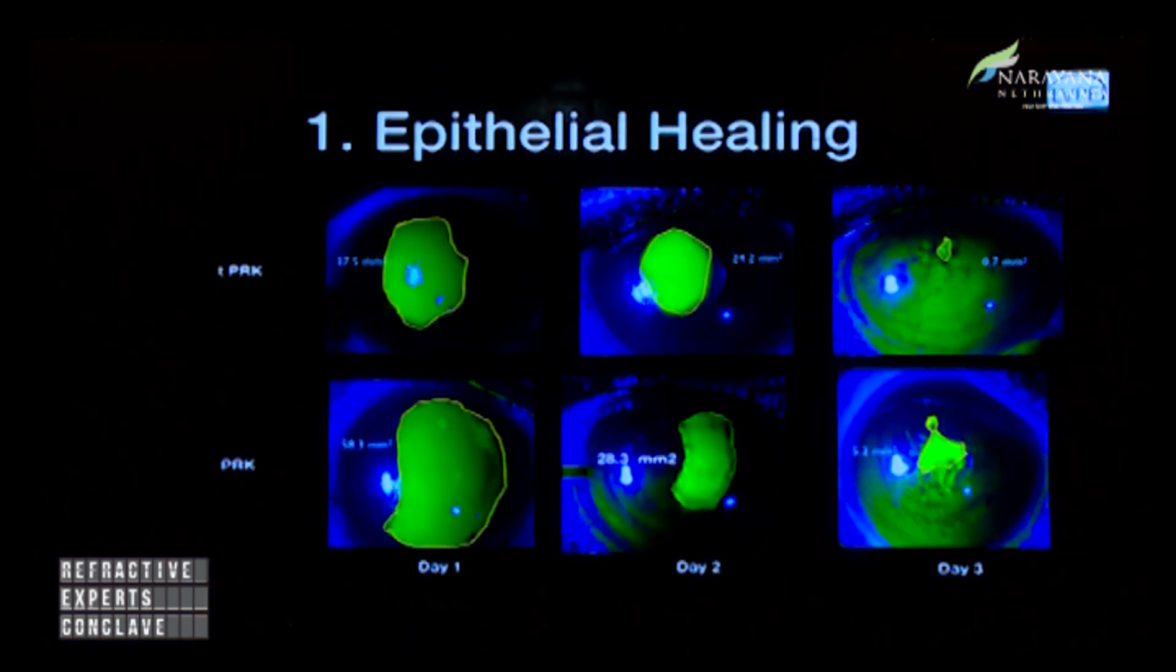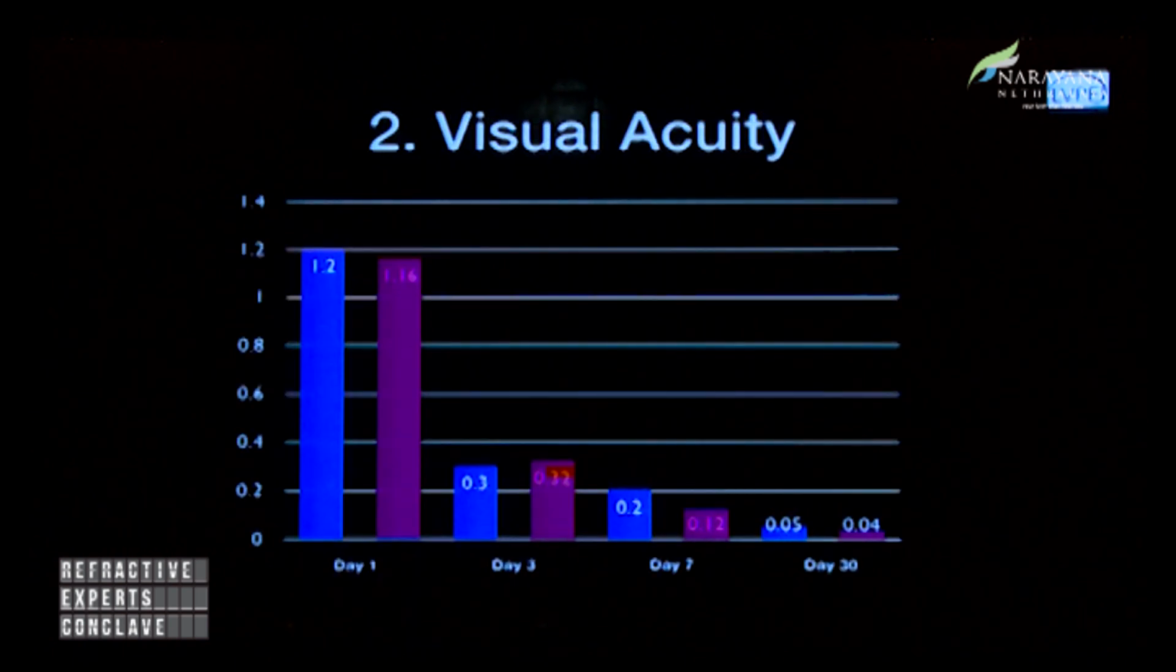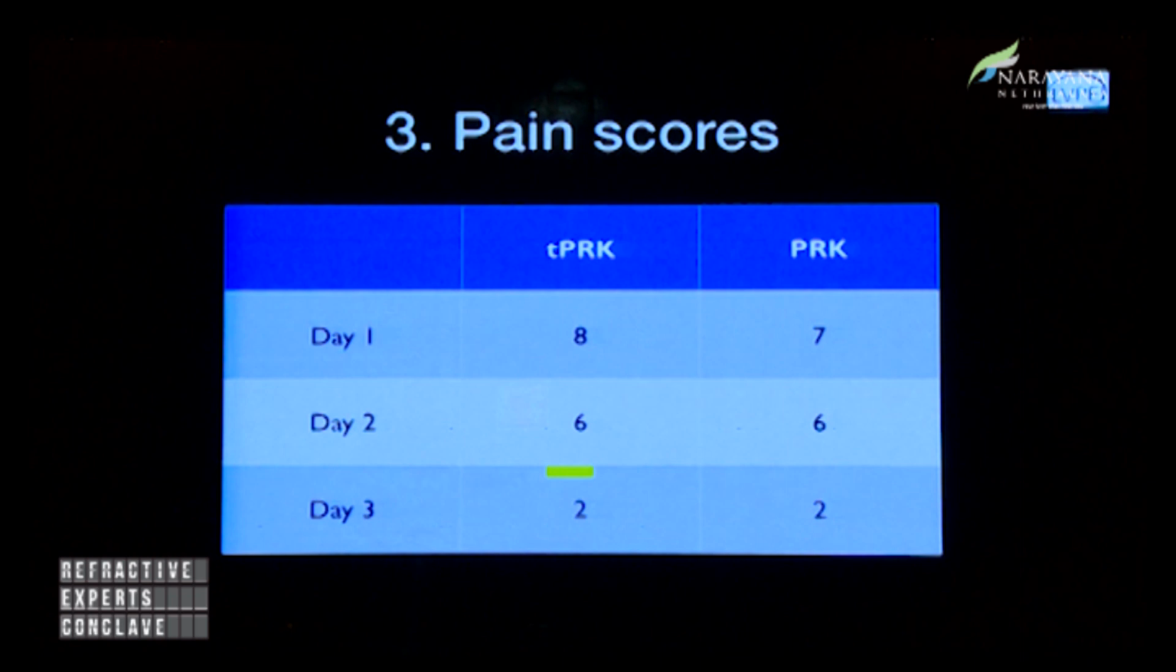When you looked at epithelial healing, it seemed that the healing pattern was slightly different, but the speed of healing in these two groups of eyes was exactly the same. And it seemed as if by day 4, all epithelial defects had completely healed. So there was no faster healing by one procedure or the other. Now, what about visual acuity? Visual acuity also at all time points, day 1, day 3, day 7, and day 30, is exactly the same in both eyes of the patients. So the StreamLight is exactly the same as you would get with regular wavefront optimized PRK.